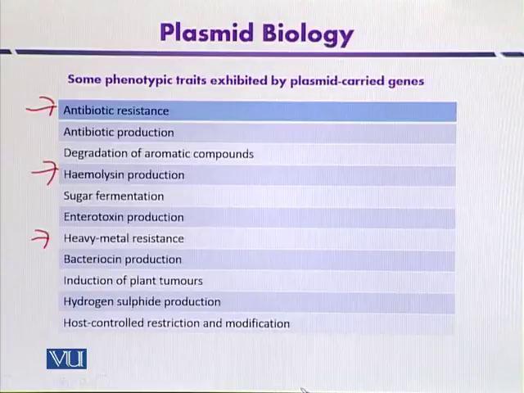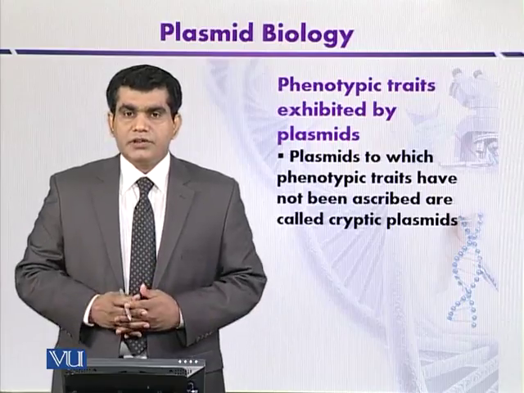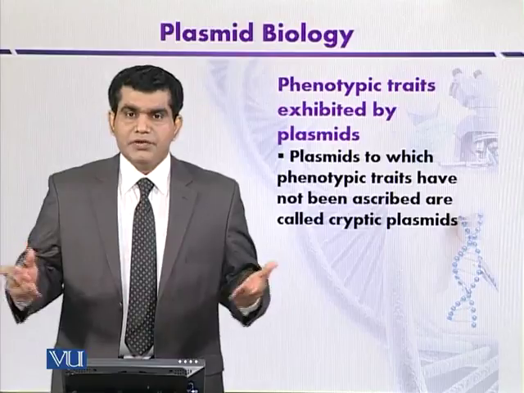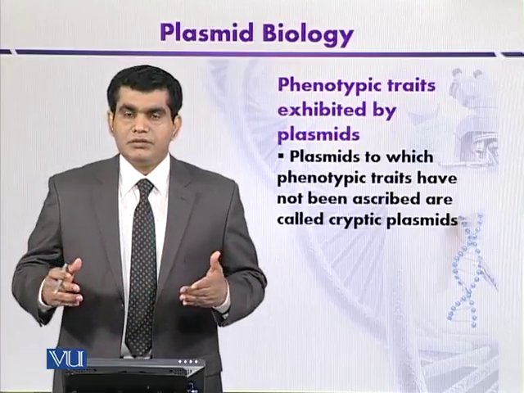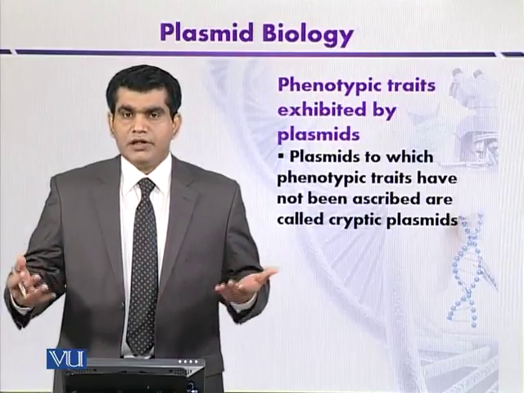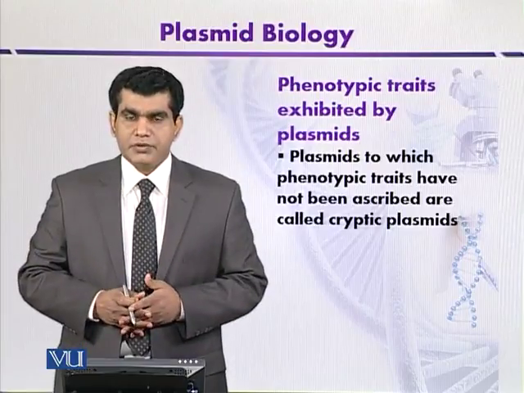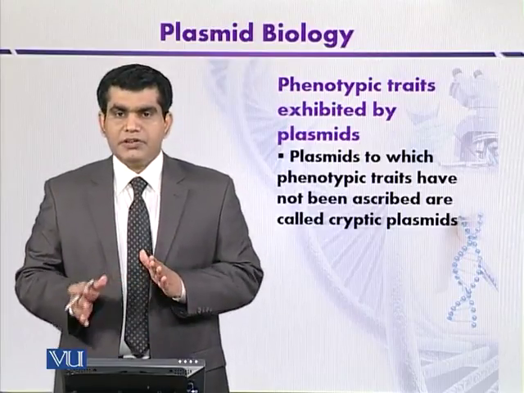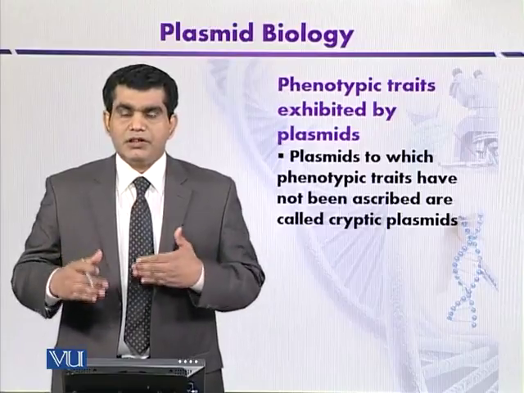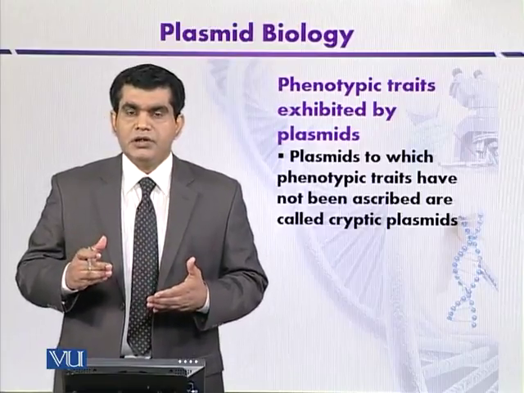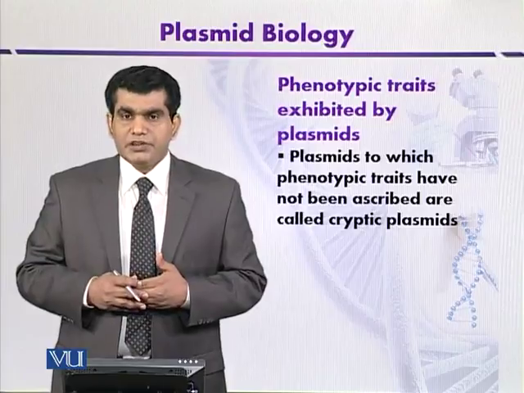Then production of certain antibiotics like bacteriocin, induction of plant tumors, hydrogen sulfide production, and some enzymes that mediate host controlled restriction and modification. These are the different traits that are mainly beneficial, that are exhibited by different types of microbes. So at least they are beneficial to those microbes that are harboring different types of plasmids.